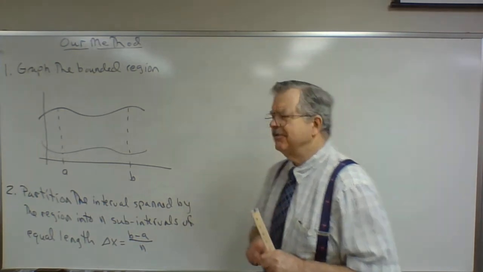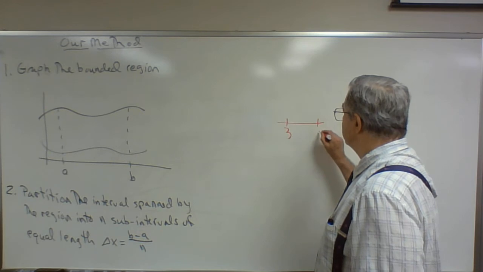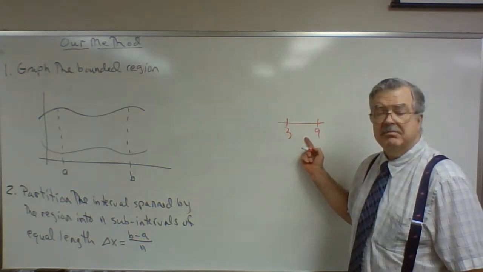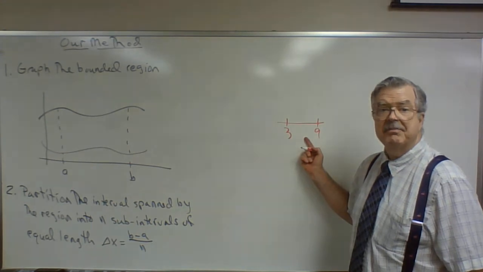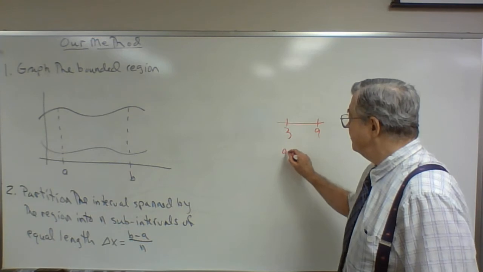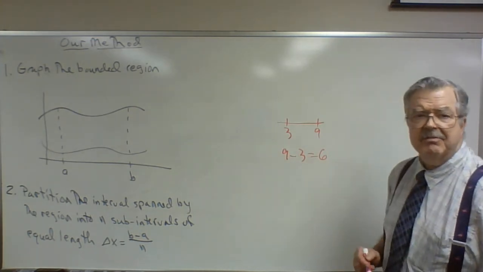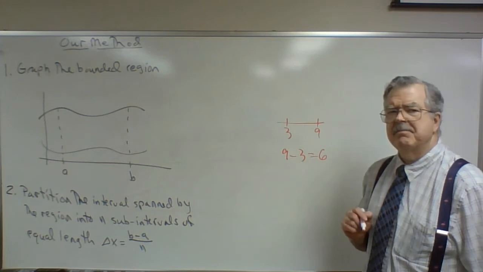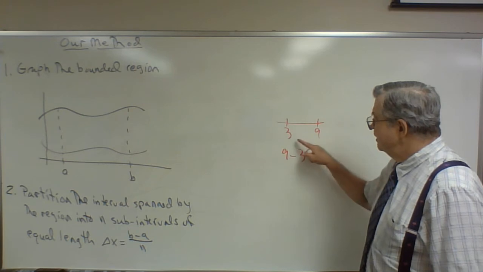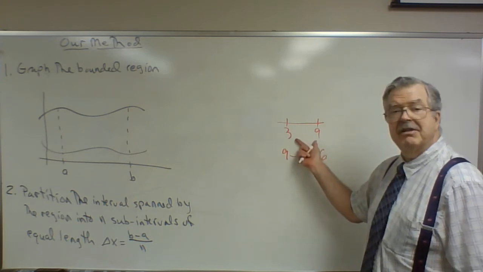Well, let's do a quick example. What's the length of that interval? It's a horizontal distance, right? You know the length. It's 9 minus 3 equals 6. Now, how did you get it? Didn't we take the larger x coordinate and subtract from it the lesser x coordinate? That's how we got the length of the interval.